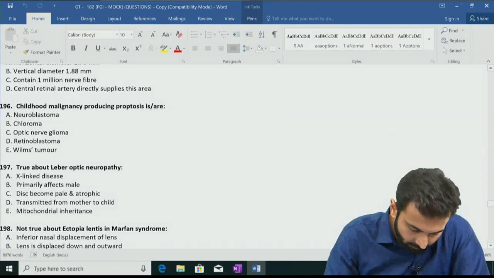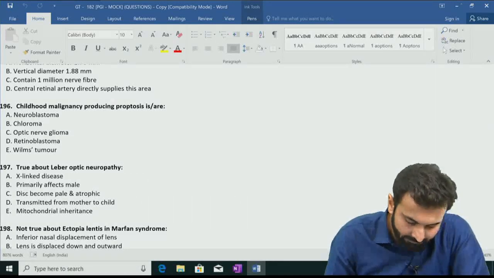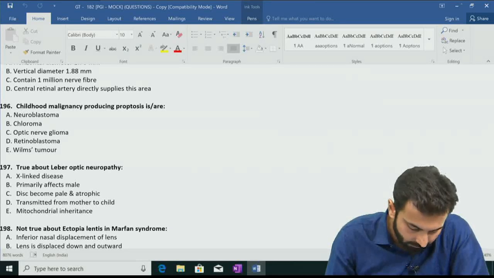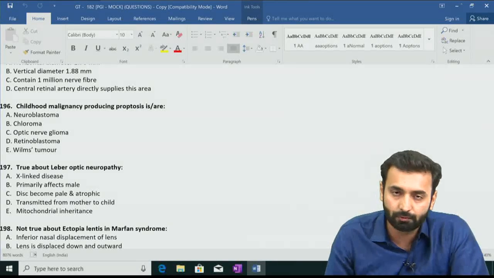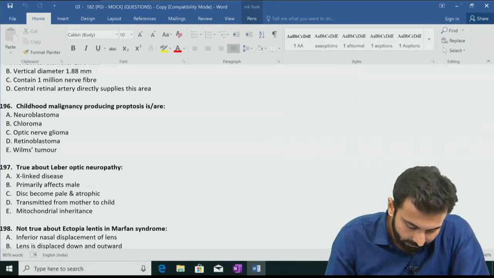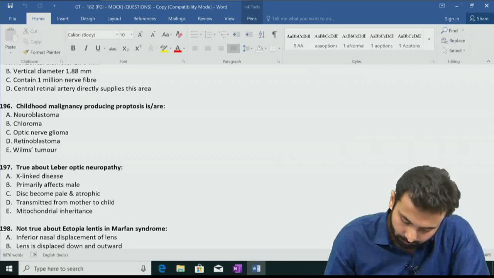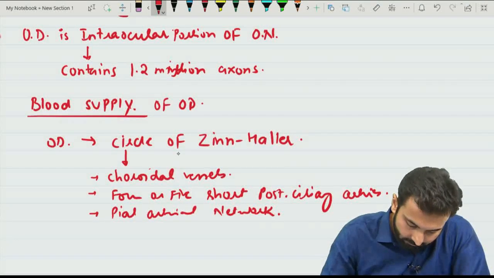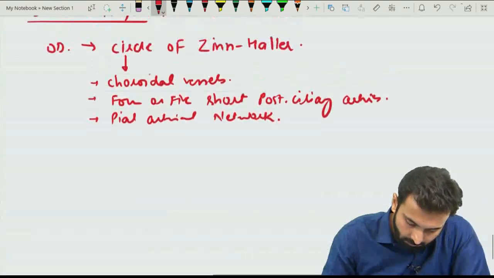For 196, option A, neuroblastoma, yes, it causes proptosis. Option B is also correct. Option C, optic nerve glioma, this is also correct. D, retinoblastoma, this also produces proptosis. And the last option, Wilms tumor, this also produces proptosis. So let us discuss 196, proptosis and tumors. Let's discuss the causes of proptosis.